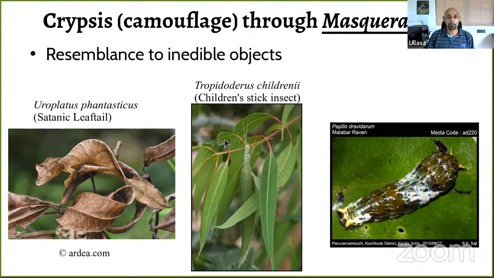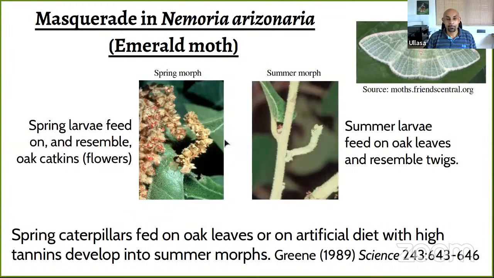But what is surprising about the images I showed is that both these caterpillars belong to the same species. In fact, not just the same species. You could take, so this is an adult, you could take eggs from a female moth. This is Nemoria arizonaria, it's called emerald moth. You could take eggs from the same batch of eggs. You can divide the eggs into two batches.